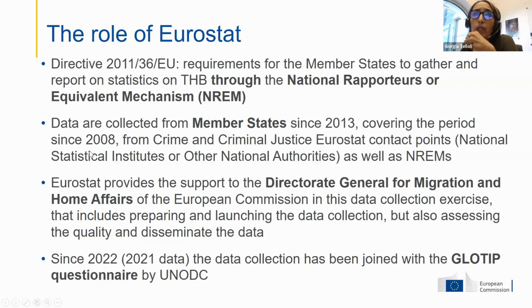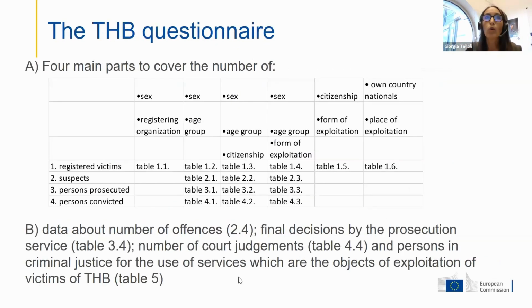We cover the period since 2008 in our data, and we collect data from the Crime and Criminal Justice Statistics Eurostat contact points that are mainly national statistical institutes, but also other national authorities appointed for this role, together with the national rapporteur. A very important step in this data collection was in 2022 when we joined the data collection with the GLOTIP questionnaire by UNODC, the Global Report on Trafficking in Persons. So we received an Excel file with aggregate data, and the GLOTIP is automatically filled with the data that are in our Excel file, and UNODC has direct access to the folder, and they can pick up the questionnaire by themselves.